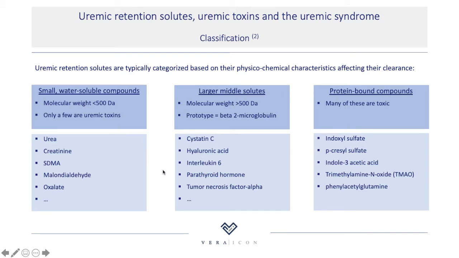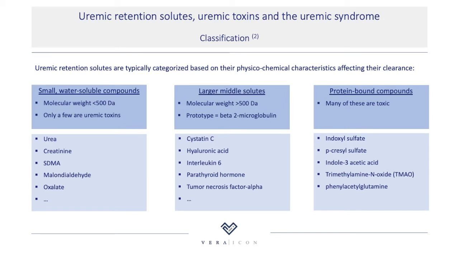In human medicine, uremic retention solutes are categorized based on their physicochemical characteristics. So on the left, you can see these small water-soluble compounds. They are small because their molecular weight is less than 500 Dalton. A few examples are urea, creatinine, SDMA. What we know from these molecules is that they're not really toxic. They are retained because the kidney is not functioning well, but they're not toxic.